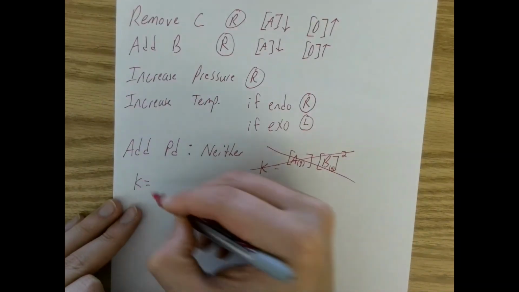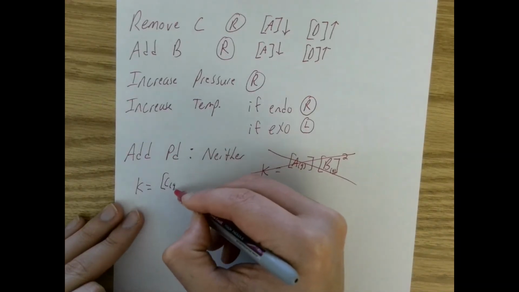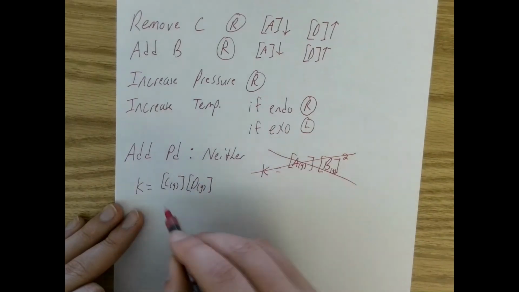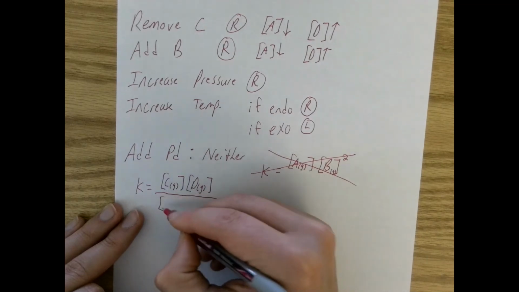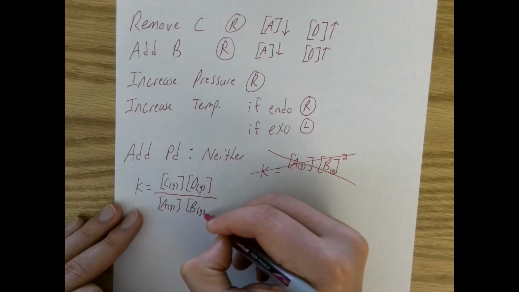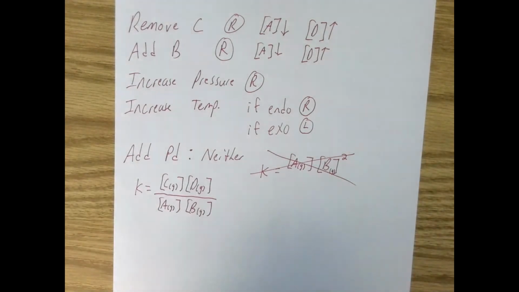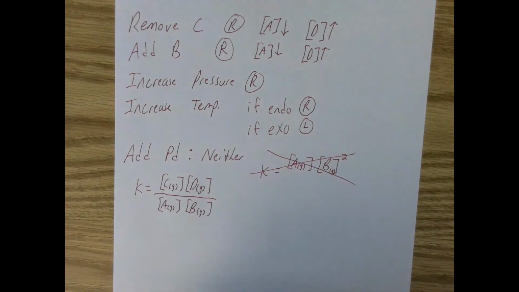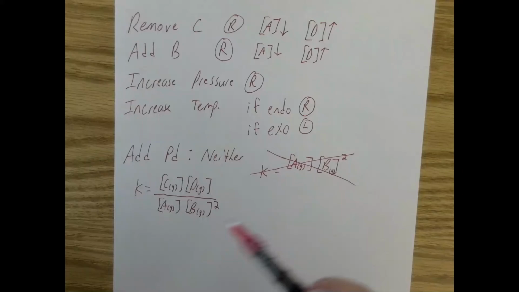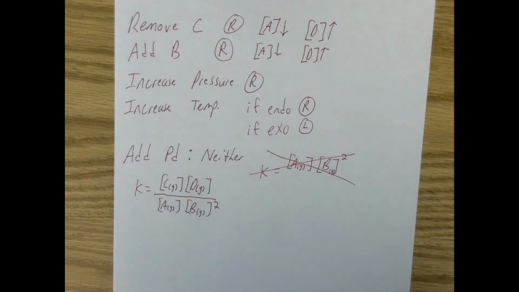So K equals concentration of C, gas, concentration of D, gas, divided by concentration of A, gas, concentration of B, gas. Now is it right? No, you have to put it next to the coefficient. You gotta raise the coefficient. Do I have to write the ones? No, can I if I want to? Yeah, but you have to square it. Okay. So these brackets are just the concentration of these chemicals when it's at equilibrium.